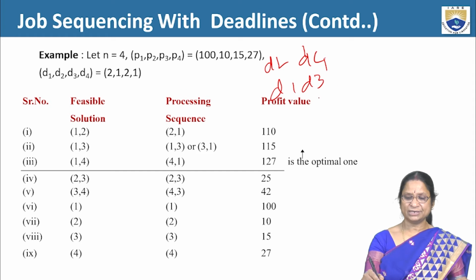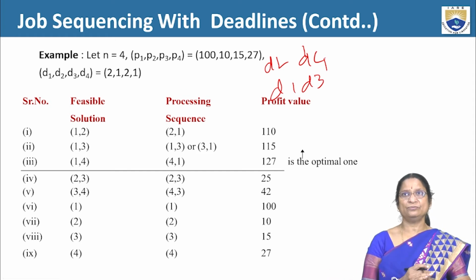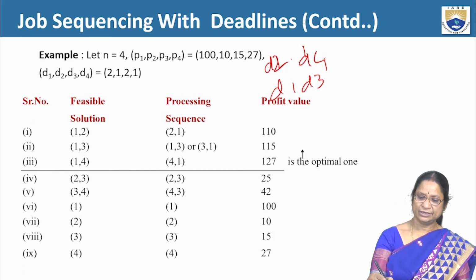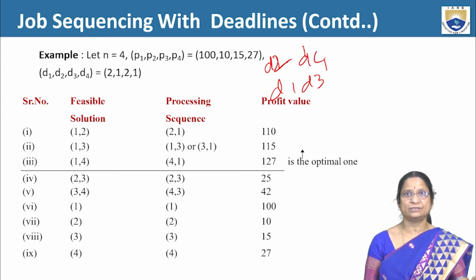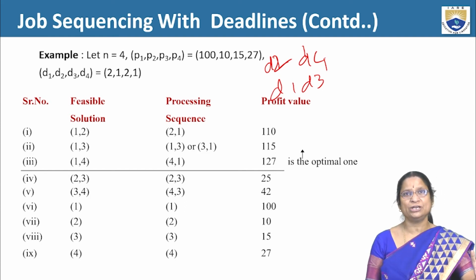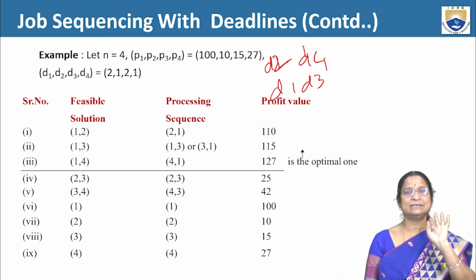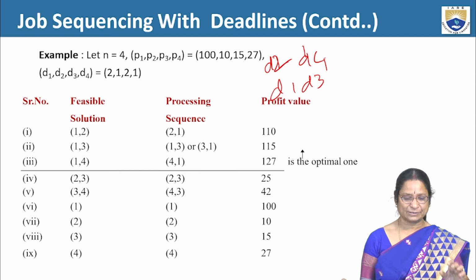That means combinations of these can be considered by us: D1 with D2, D1 with D4, D1 with D3, D2 with D3, or D4 with D1 or D4 with D3. Like that, combinations can be made. Of course, individual jobs can also be done. But the maximum allowed jobs in this example is only 2 because the maximum deadline is 2.